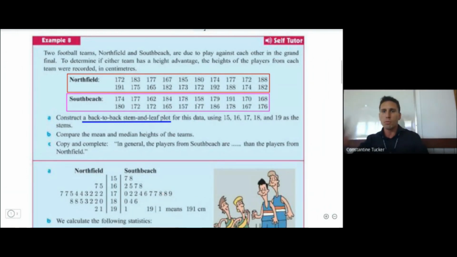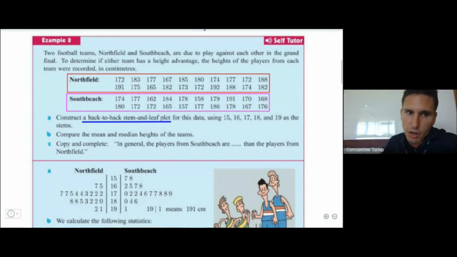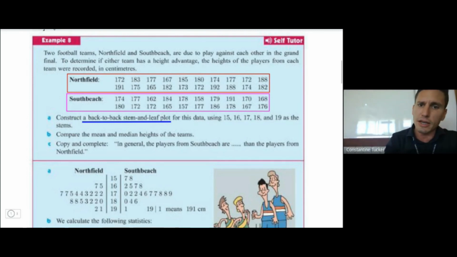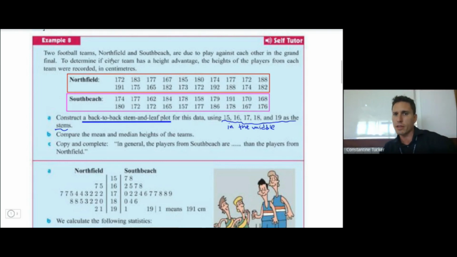So what do we do? We basically take these numbers, and they're saying we will use 15, 16, 17, 18, and 19 as the stems. Now, that means that these are the numbers that are going to go in the middle. So we take these numbers that they said, and we put these numbers in the middle. So these go in the middle section of the stem. So we go and put these in the middle. 15, 16, 17, 18, and 19. Great. Now what we do is we go and say, right, which numbers start with 15 here? 15 something.